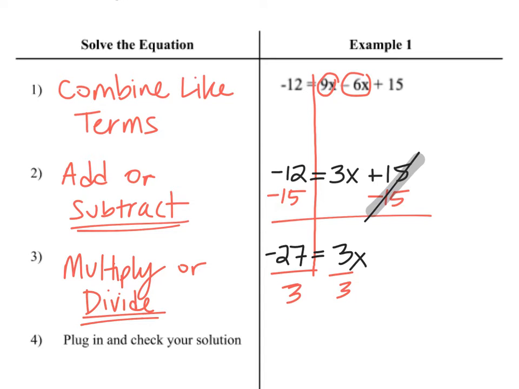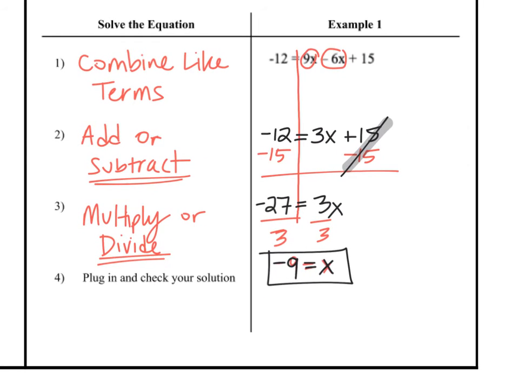And negative 9 equals x. You can check your answer by plugging it back in. What I mean by that is in your original equation where you see an x, put negative 9. And then if you have a calculator, you can literally just type this part into it. When I do that, I'm going to get that equals negative 12. So my sides are equal, and that's the correct answer.